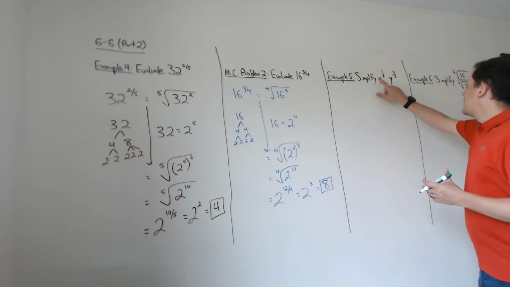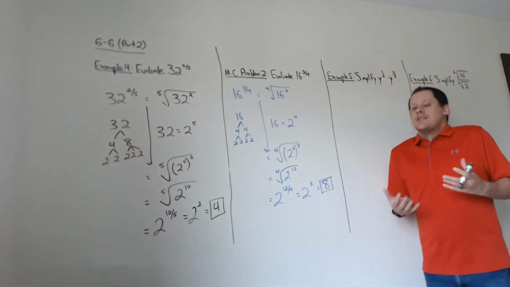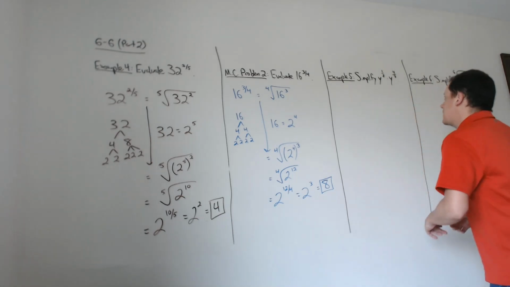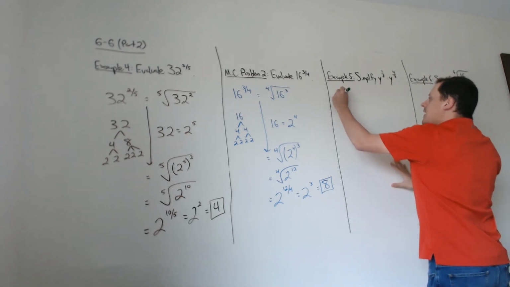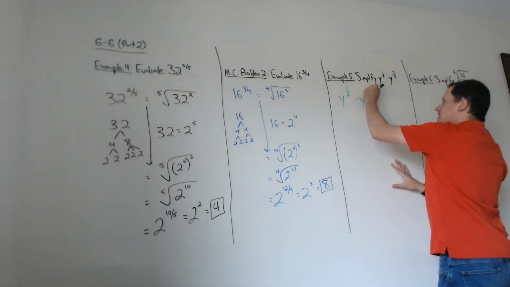So what we're doing is we're taking this and we're trying to make it something simpler that still has y in it. So let's see what we can do here. We've got y to the 1/7 power times y to the 4/7 power.